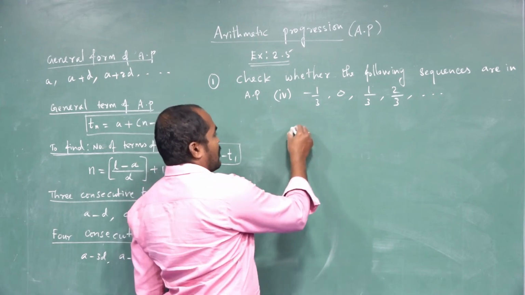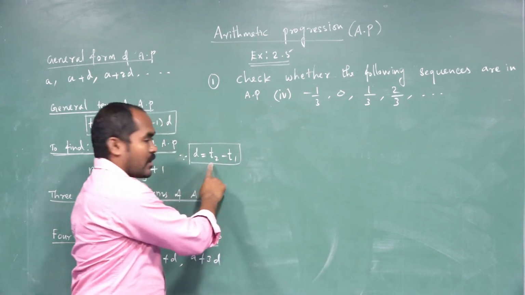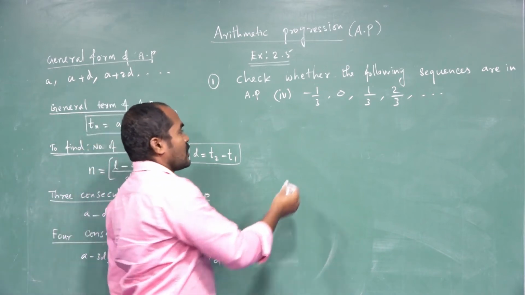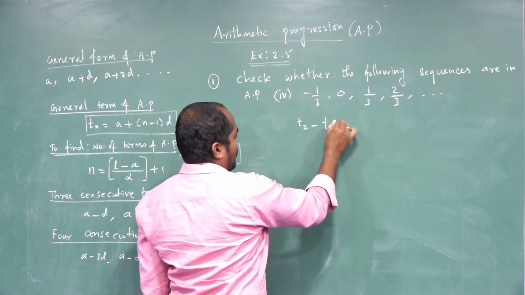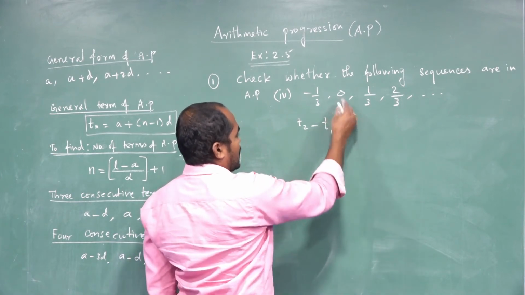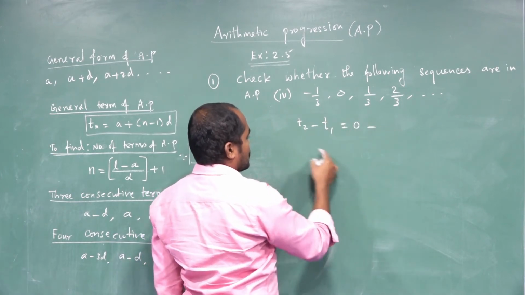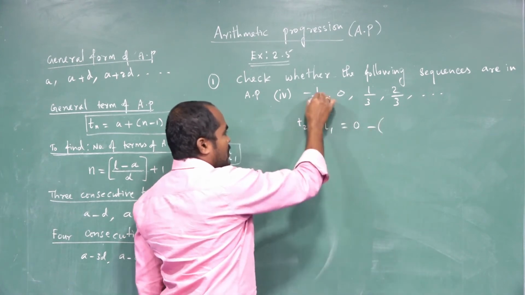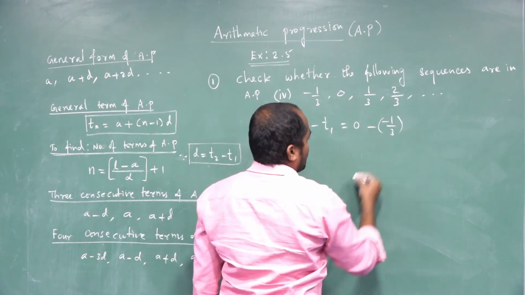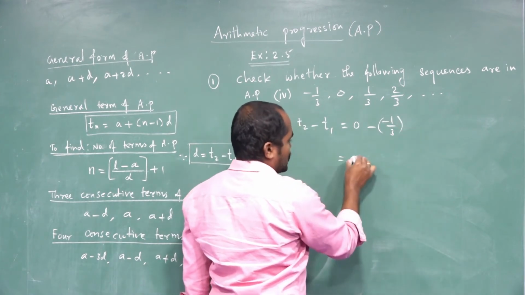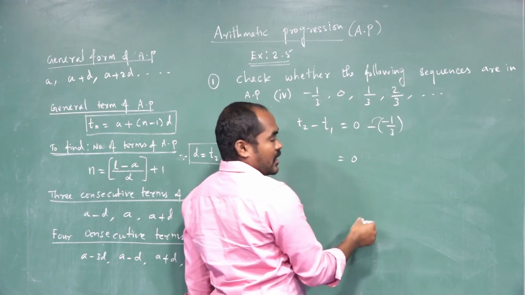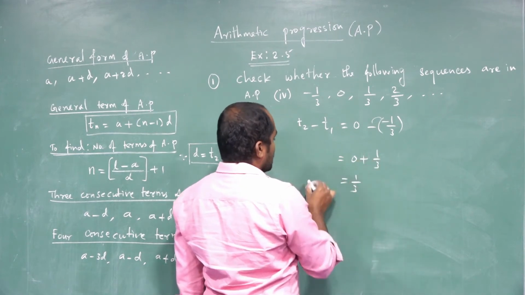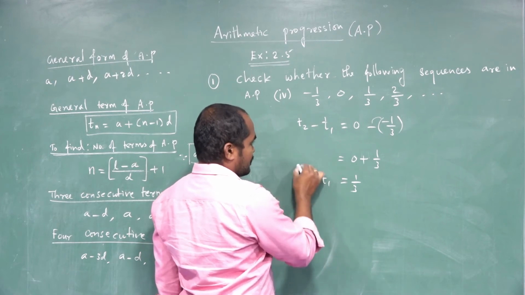So listen, common difference formula: T2 minus T1 or T3 minus T2 or T4 minus T3. Right? T2 minus T1 first. T2 is 0 minus T1, whose value is minus 1 by 3. So this is equal to 0 minus into minus, plus 1 by 3. 0 plus 1 by 3 is 1 by 3. So this is T2 minus T1.